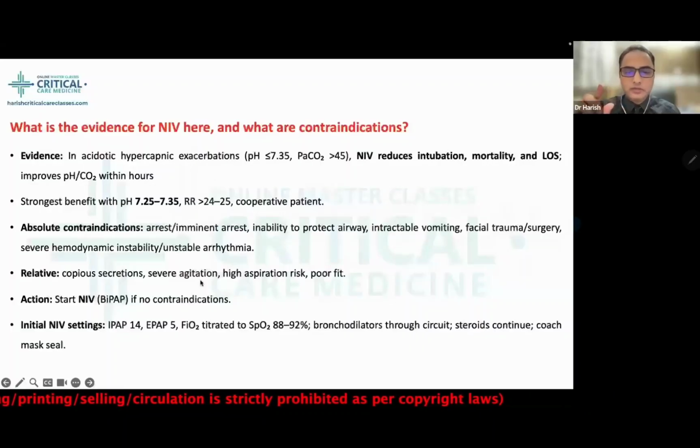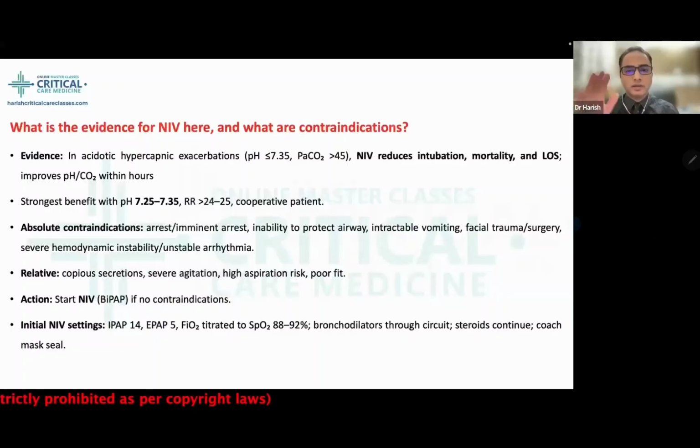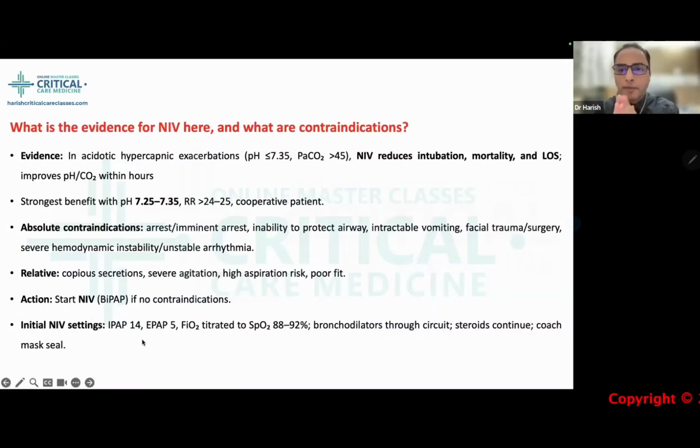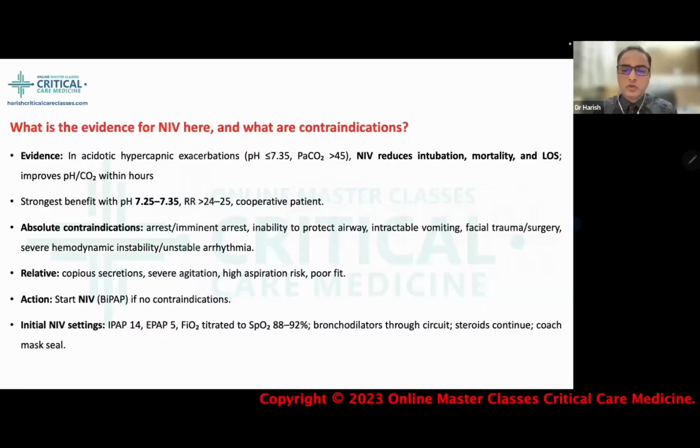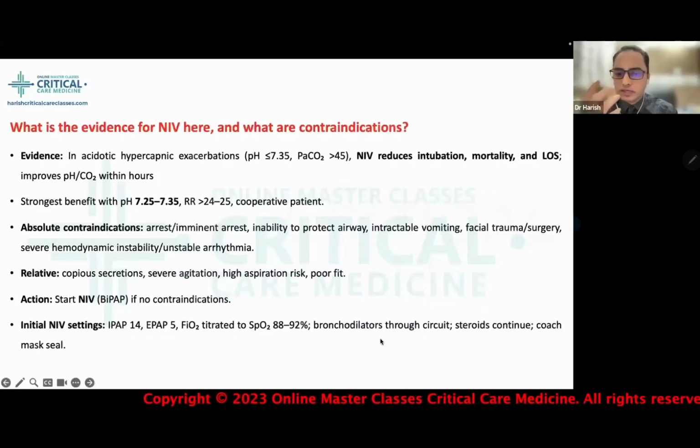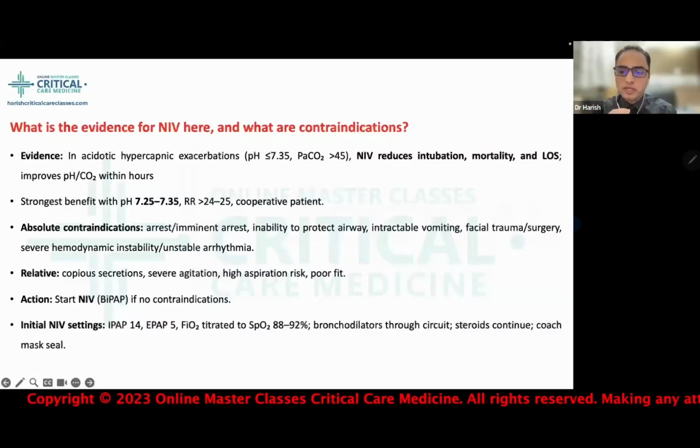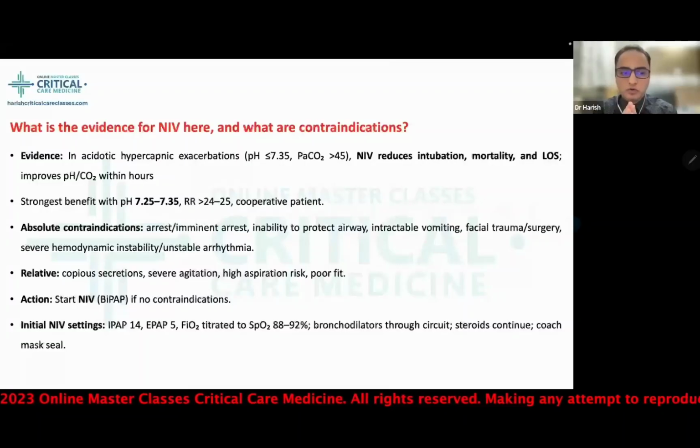Even in patients with a poor GCS, not less than 7 or 8, but somewhere around 9, 10, 11 GCS, we can also try NIV in a COPD patient. There is data on that. So the action: start NIV BiPAP if no contraindication. Initial setting: IPAP of 14, EPAP of 5, FiO2 titrated to a saturation of around 88 to 92. Bronchodilator through the circuit, which has a port for it. The steroid you need to continue.